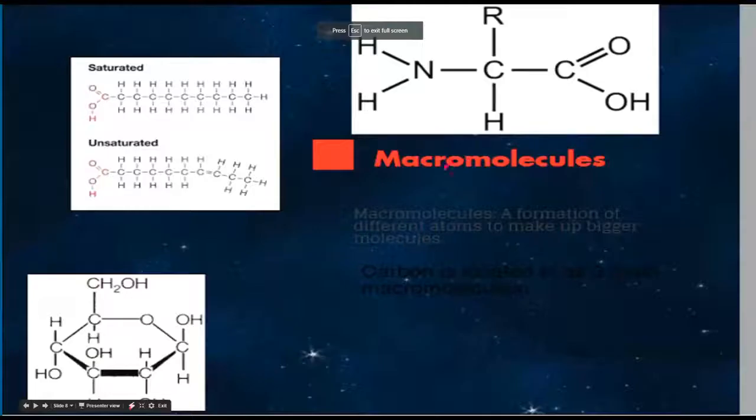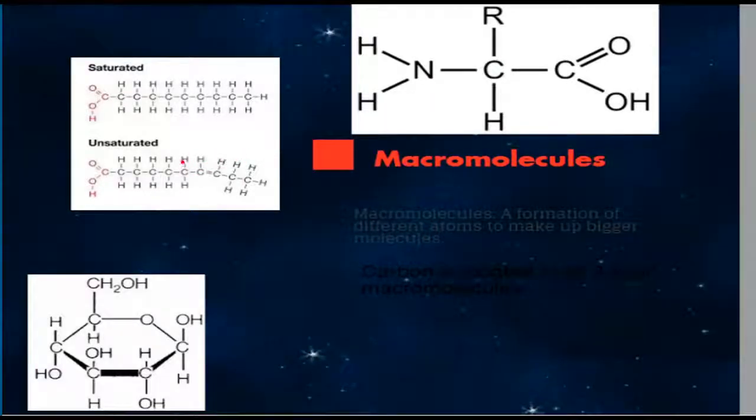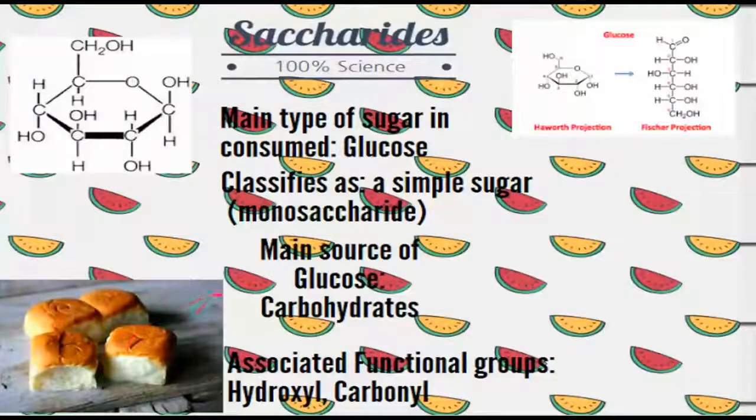that they need. Moving on to macromolecules. A macromolecule is a formation of different atoms to make up bigger molecules. Carbon is located in all 3 main macromolecules: your amino acids, your lipids, and your saccharides. There's so many, I will only focus on the saccharides. Now these are your sugars and your starches. These give ATP energy to your mitochondria so we can do things on a day-to-day basis.